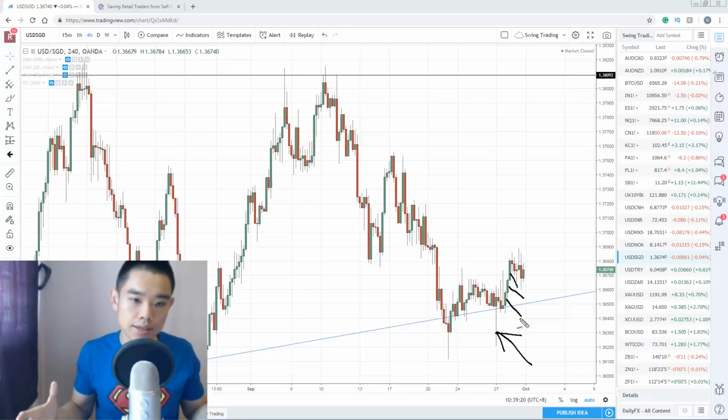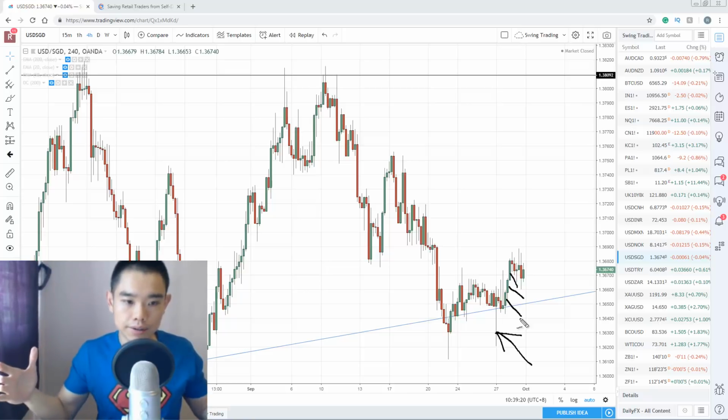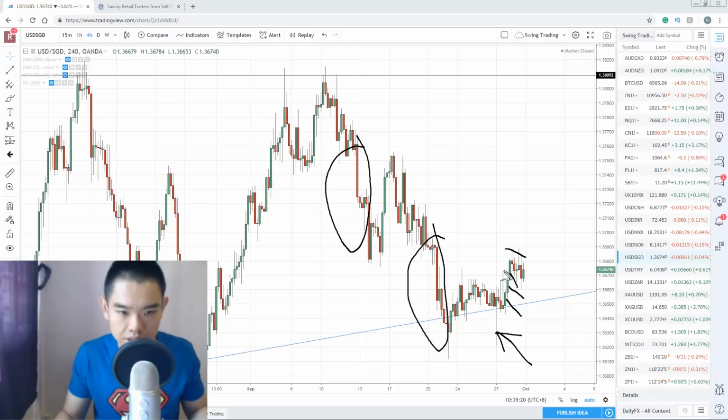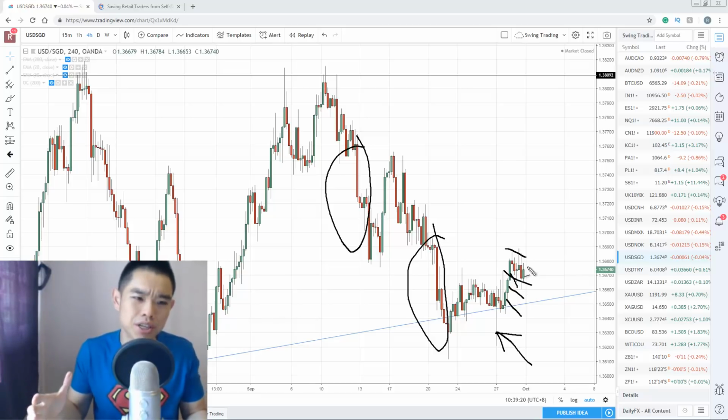At the same time, the sellers are getting weak. Notice that the selling pressure is not as aggressive as this previous selling move over here, or this previous selling move over here. The most recent price action by the sellers is just these small range candles over here, telling you that the selling pressure has weakened, and they can't seem to push price any lower.